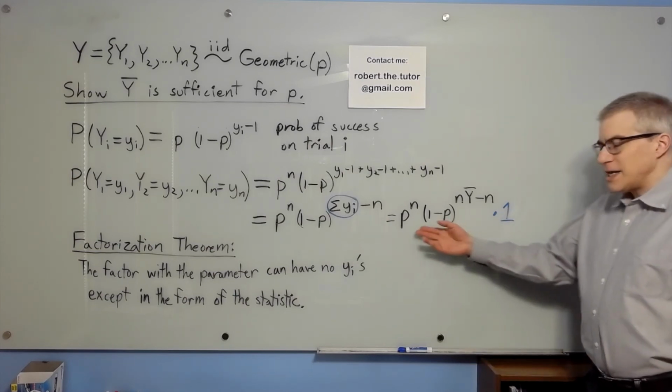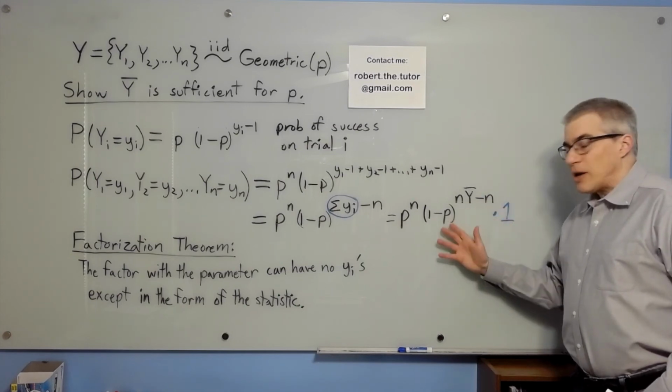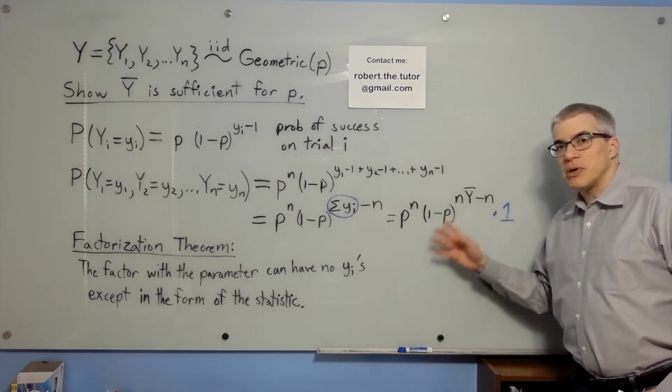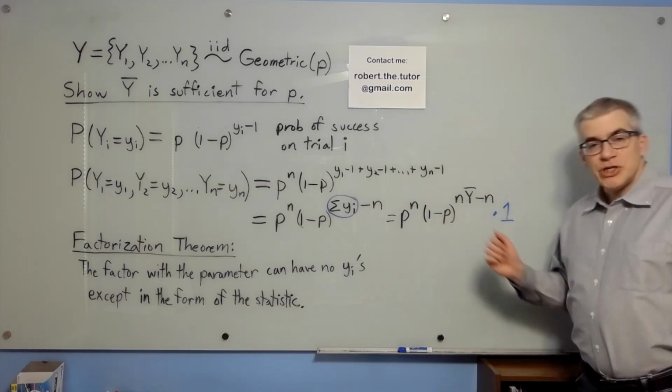Now you might wonder, why can't I just always multiply by 1 and say that? Because in some problems you might have extra y's that are not part of the statistic, and in that case it's not sufficient. So there's a proof for the geometric distribution.